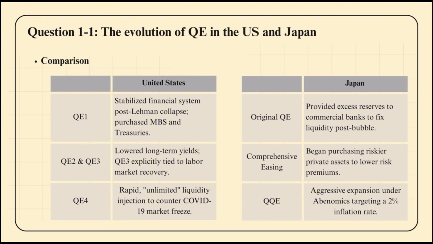On the other hand, Japan utilized QE as a chronic structural tool against its lost decades of deflation. Japan pioneered the policies in 2001, and by 2013, under Prime Minister Abe, the Bank of Japan launched QQE, which is quantitative and qualitative monetary easing, and this shifted the strategy from merely injecting bank reserves to aggressively purchasing risky private assets, explicitly aiming to shock the public out of deflationary mindset and hit a steady 2% inflation target.